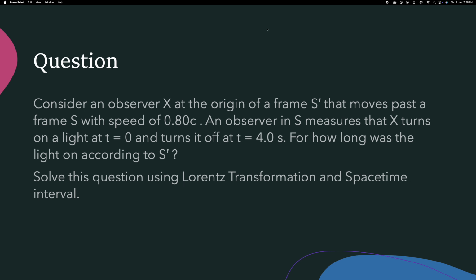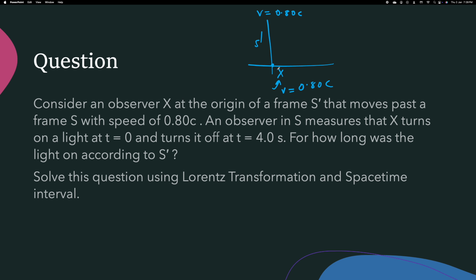Yeah, so consider an observer X at the origin of S prime, which is a moving frame, that moves past a frame S with a speed 0.80 c. So what is the speed with which this frame is moving? 0.80 c. What is the speed with which this observer X is moving? Also 0.80 c only, right? Because it's not moving with a different speed. It is always at the origin. So while the origin is moving at 0.80 c, the X is also moving at the same speed, 0.80 c.